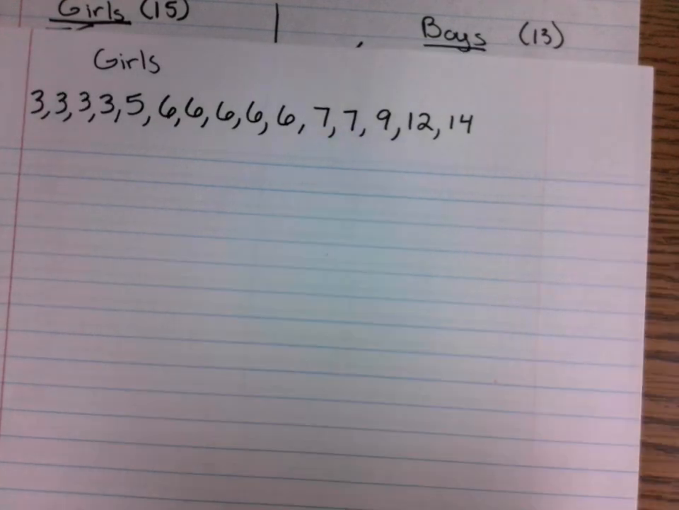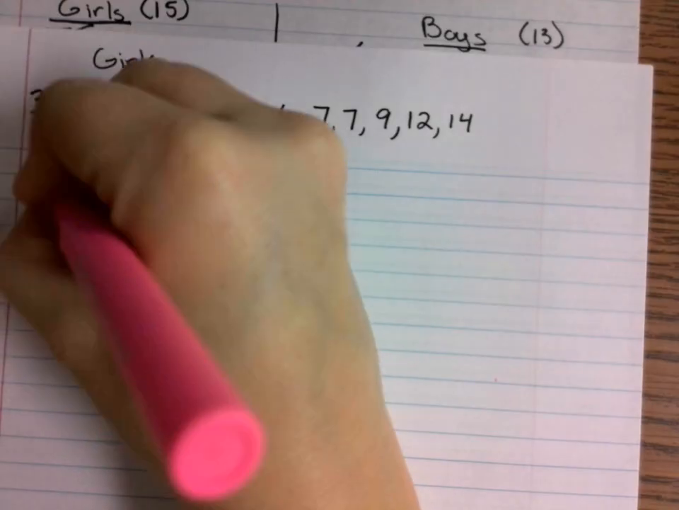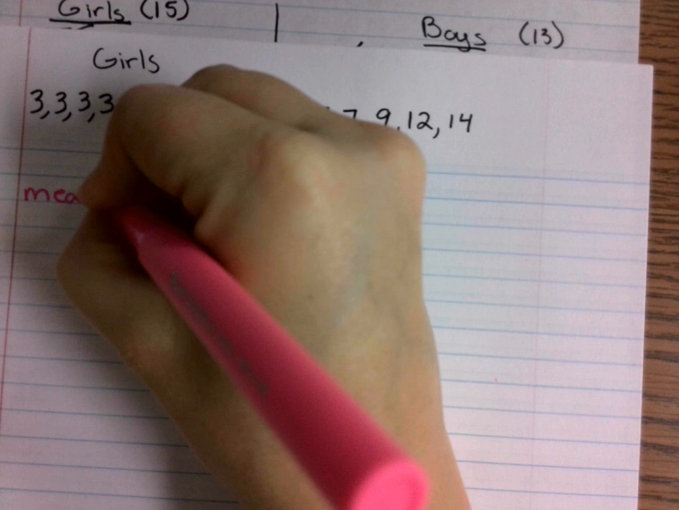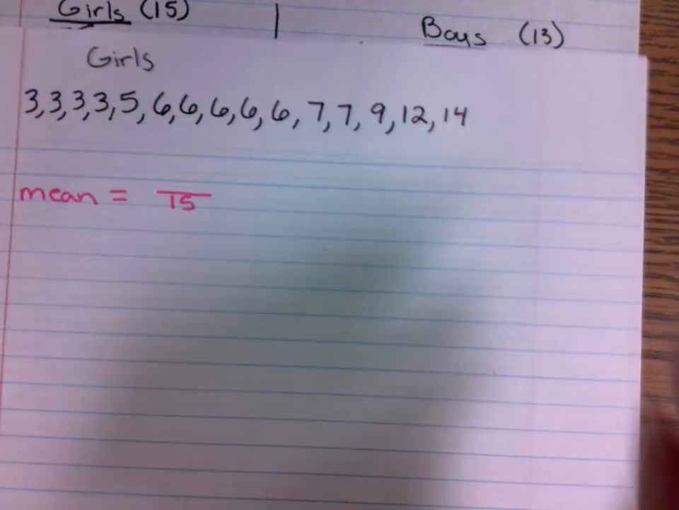So let's start with the mean. We're going to calculate the mean. That means we're going to add all of those numbers together and then divide it by 15. Go ahead and do that right now, just the same as I'm going to do it.